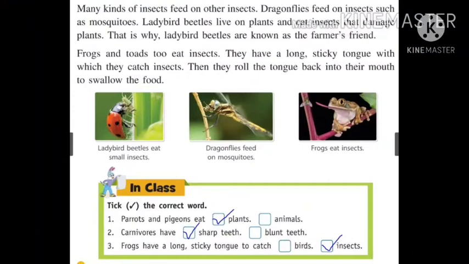Now let's go to our next subtopic, that is feeding habits of some insects. Many kinds of insects feed on other insects.